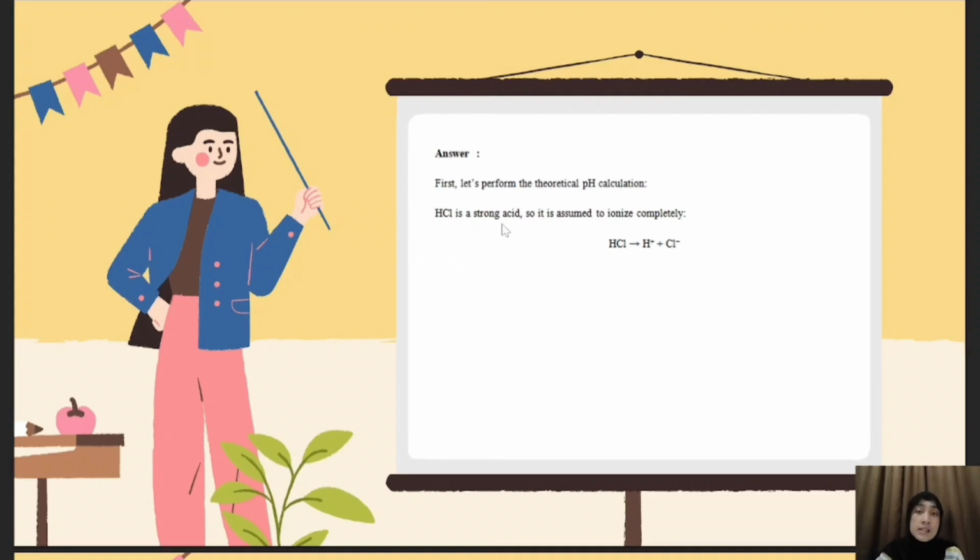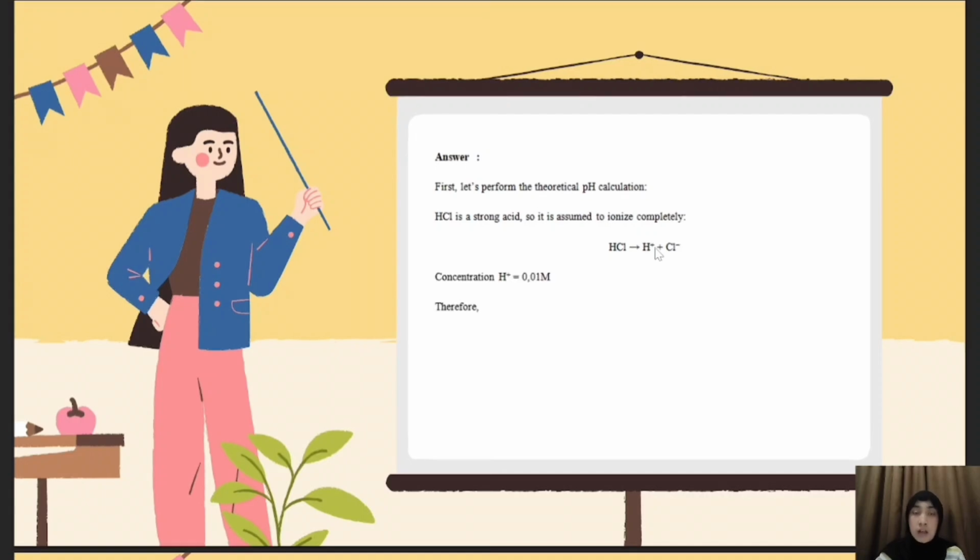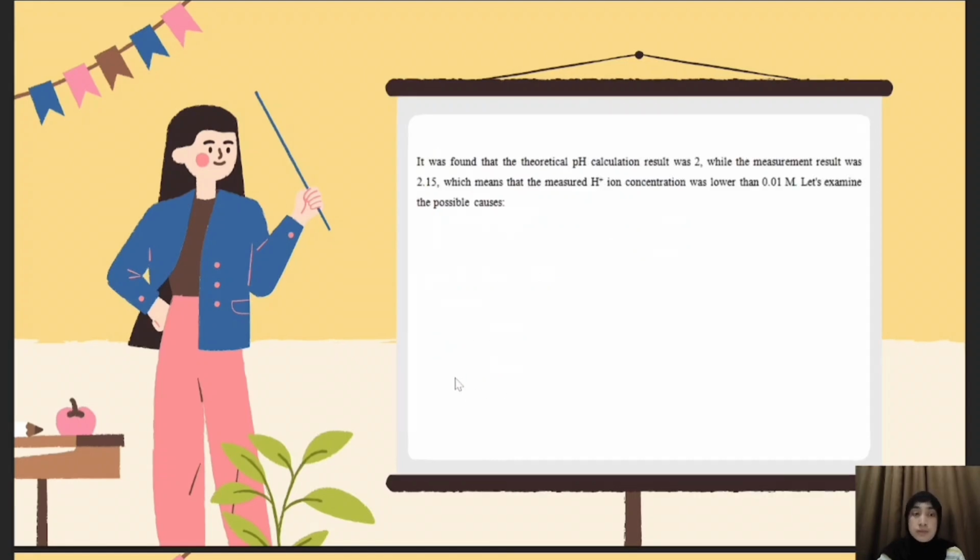HCl is a strong acid, so it's assumed to ionize completely. HCl becomes H+ and Cl-. We know from the question the concentration of H+ is 0.01 M, or molar. Therefore, the concentration of H+ equals 1 times 10^-2 M. pH equals -log of 1 times 10^-2, and the result is 2.